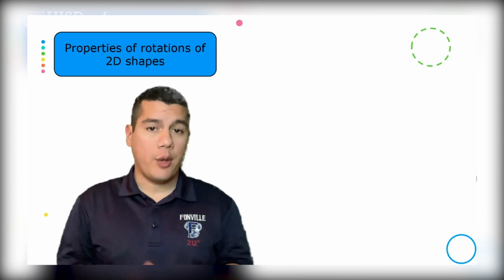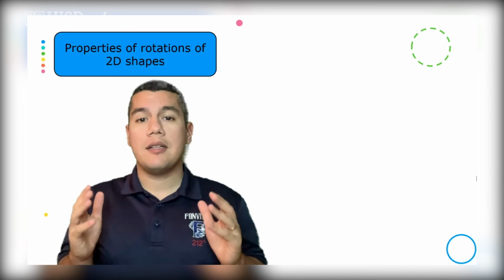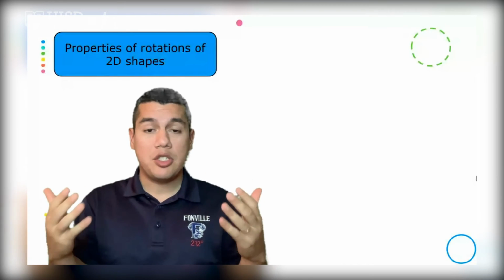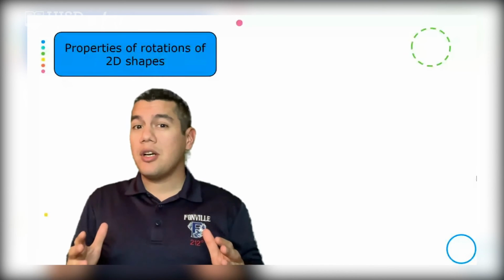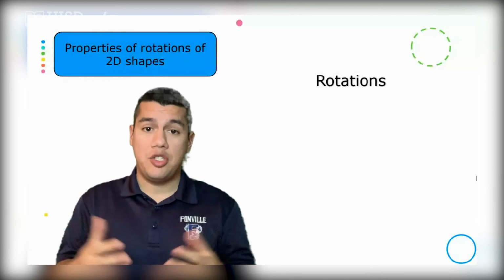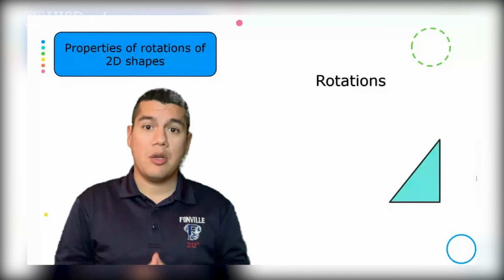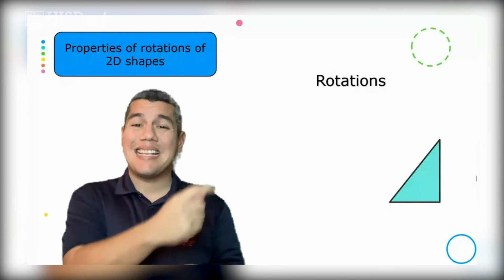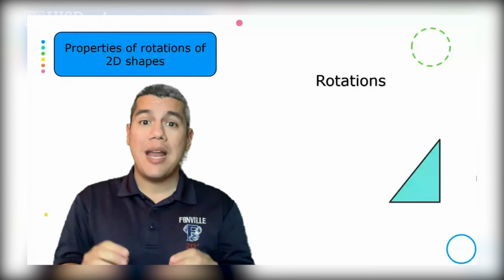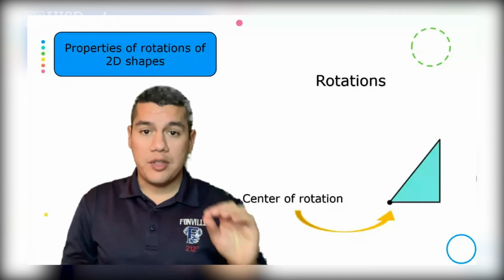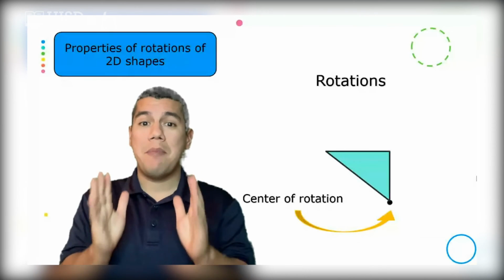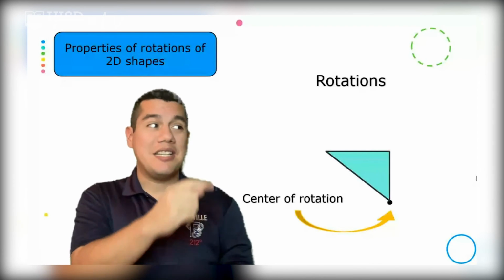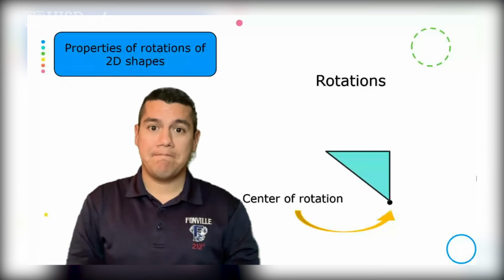For our eighth graders, today we're gonna be talking about the properties of rotation of two-dimensional shapes. And we're gonna start by defining the word rotation. And this is a transformation of a two-dimensional shape, and it's always moving in a circular way around a center of rotation. It always remains the same size and the same shape, but changes its position.